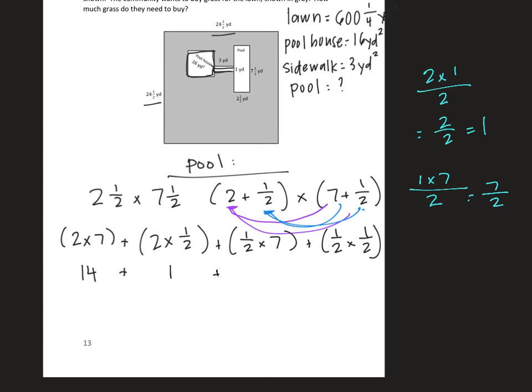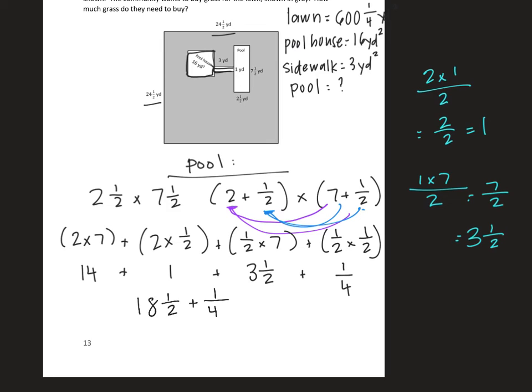You can choose to keep it that way, or you can put it into a mixed number. So 2 is going to go into 7 how many times? It's going to go into it 3 times. 2 times 3 is 6. So that means I have 1 more to get to 7, and my denominator is 2. So it gives me 3 1/2. And then 1/2 times 1/2 is 1/4. All right, so now I'm going to add all these together. 14 plus 1 is 15, and then 15 plus 3 is going to give me 18. So now I have 18 1/2 plus 1/4.